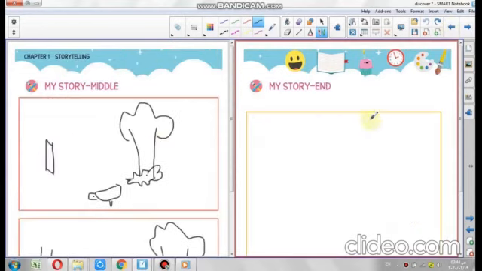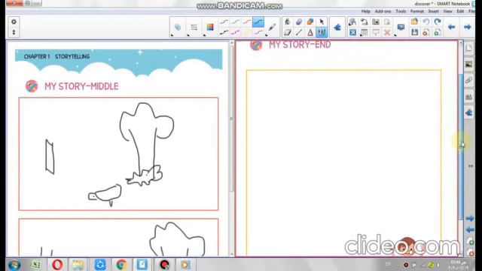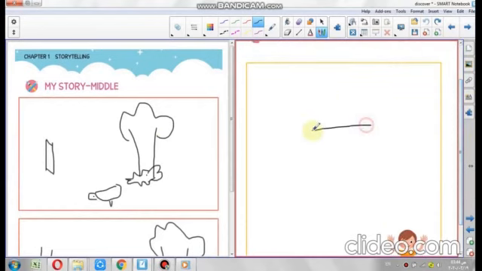Okay, at the end of this story, the tortoise is the winner. He won this race and reached the end first. This is the tortoise. You can draw it, and the tortoise is the winner.